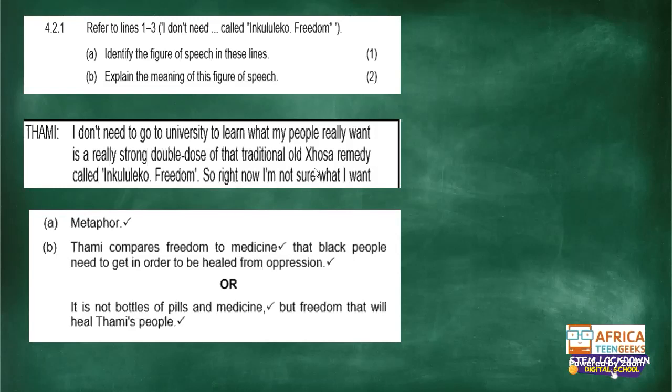Okay, so well done, guys. I see that some of you are just able to identify a figure of speech without having to fully read the entire text. Okay, I think we have one more.